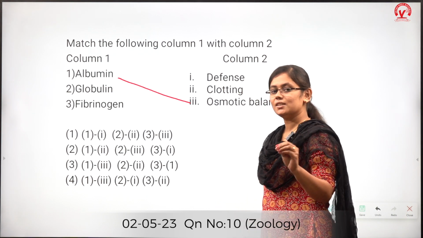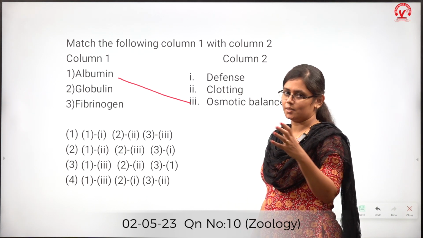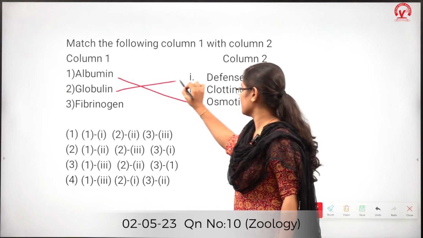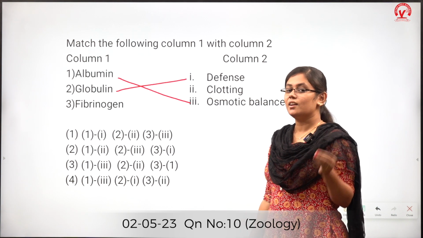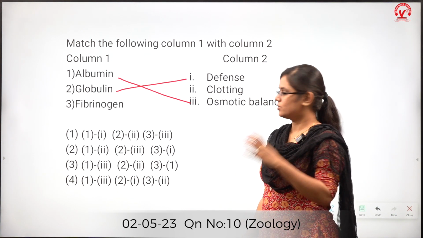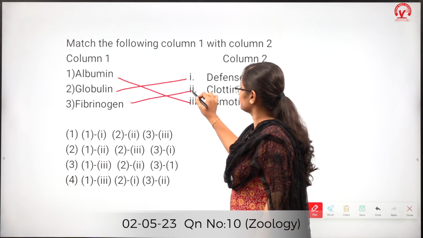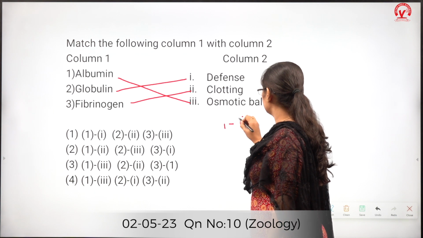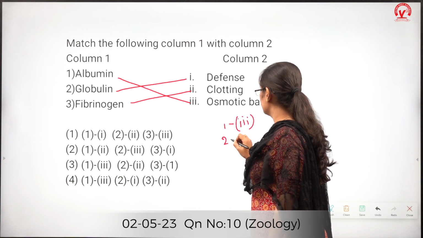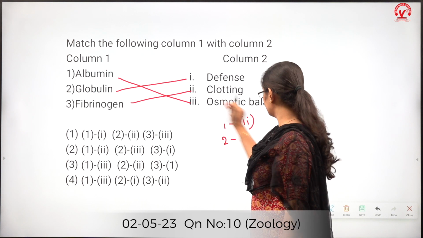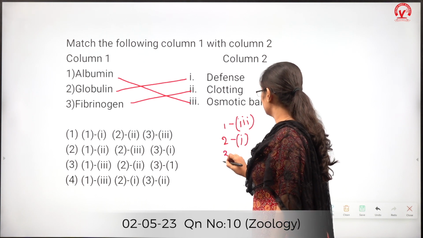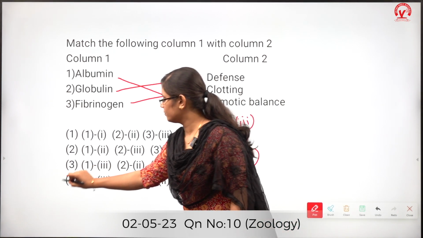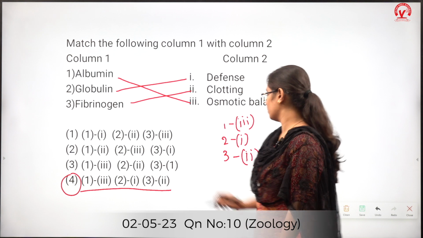Globulin. Globulin helps in defense mechanisms and transport mechanism. So here they have given defense in 1, so 2 goes for 1. And fibrinogen. Fibrinogen is involved in clotting. So let's see. The option is for 1 it is 3, for 2 it is 1, for 3 it is 2. So the correct answer is option 4.